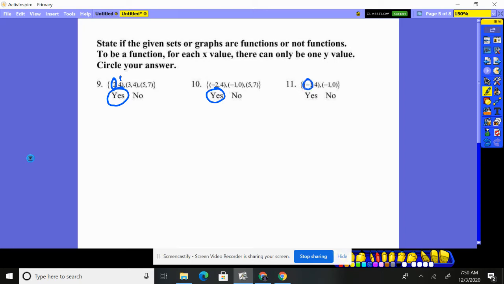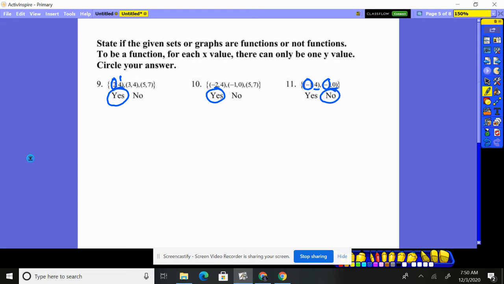You plugged in -1 and you got an answer of 4. You plugged in -1 and you got a different answer, 0. If x is -1, you're not going to get an answer for y to be 4 and 0. That's not happening. That's not a function.